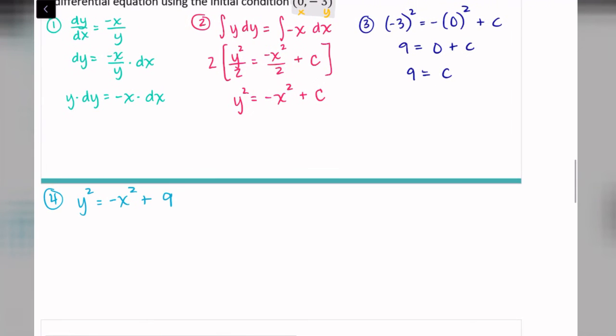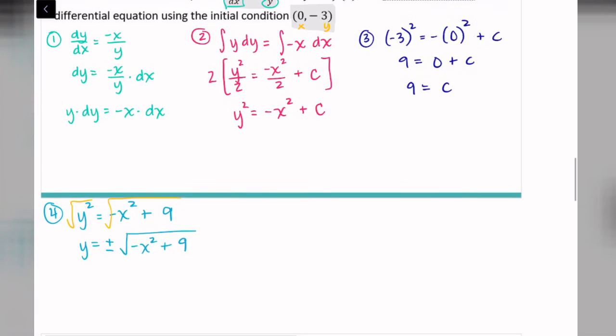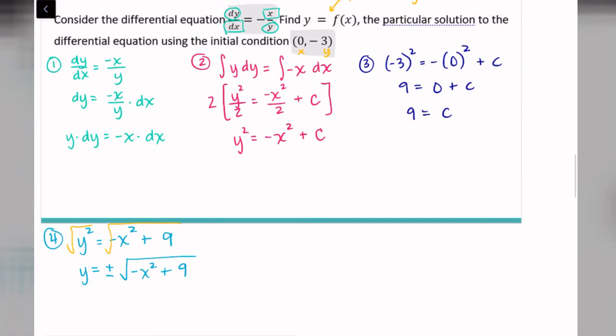So when I square root y squared, I'm just going to get y. And when I square root the right side, remember we always have to put a plus or minus sign in front of that square root, okay? Now this is where this word comes in handy.